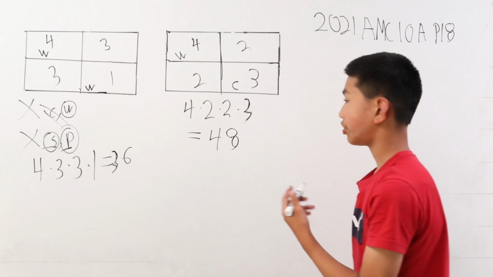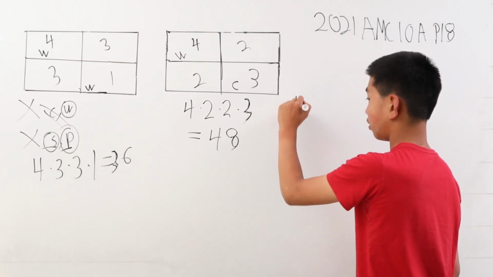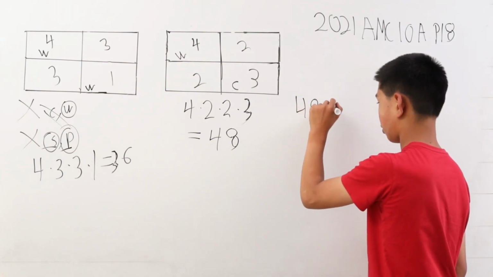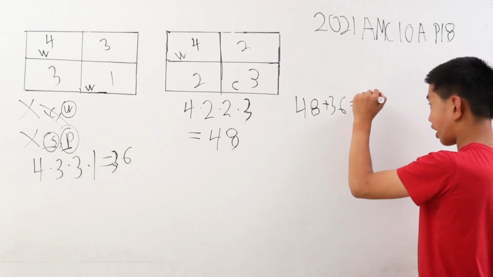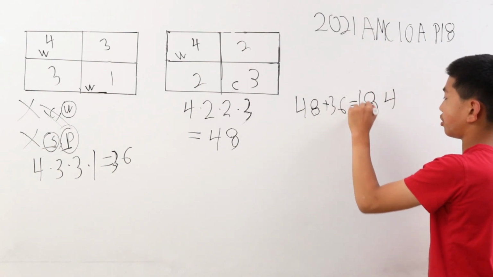Yeah. And now we just add up the number of possibilities. 48 plus 36 is equal to 84, which is our answer.